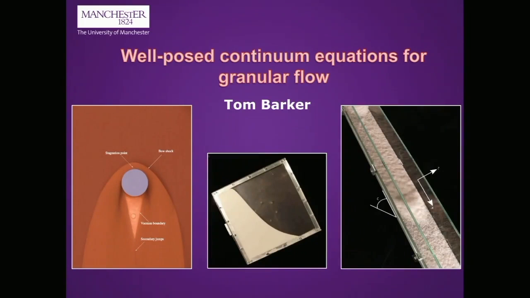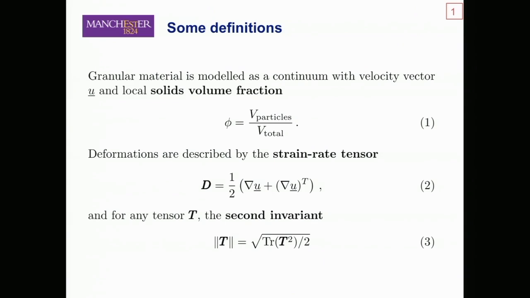Okay, so just to start, I'll briefly go over some notation. So the goal is to develop a continuum model that describes the evolution of the velocity vector u, but also for granular materials, we're interested in the local solids volume fraction phi, which is the amount of particulate material at a point compared to the total volume.